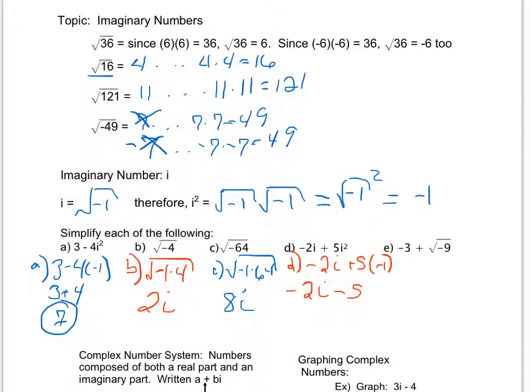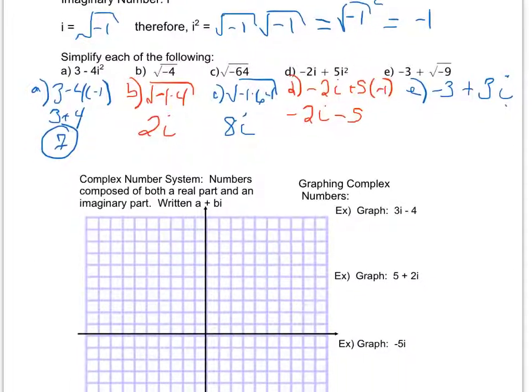But before I do, I'm going to complete these by looking at letter E. Letter E becomes negative 3 plus, well, I know the square root of 9 is 3, therefore the square root of negative 9 should be 3i. And there's nothing more I can do to simplify that, because very similar to letter D, I cannot simplify an i by itself. So once again, I came up with a real part and an imaginary part. So notice it's fairly common for that to happen.